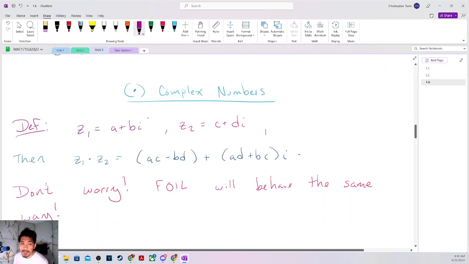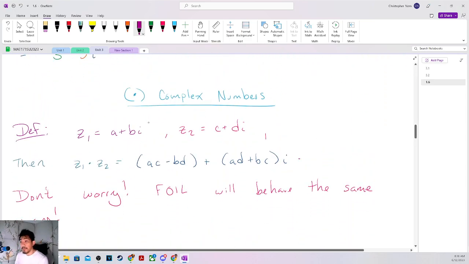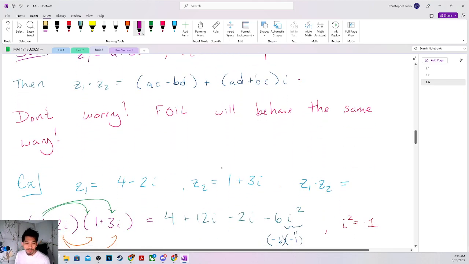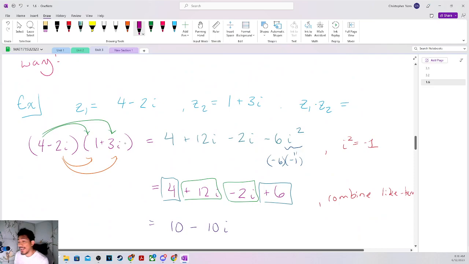Now, how do we multiply then? Thankfully, there's something we have done that's similar to multiplying. So here's the definition of multiplication. It says that if z1 is equal to a plus bi and z2 is equal to c plus di, this is what it's supposed to be calculated as. But don't worry, this is the exact same thing as foiling. It works the same manner. So you can FOIL this out to actually calculate that.